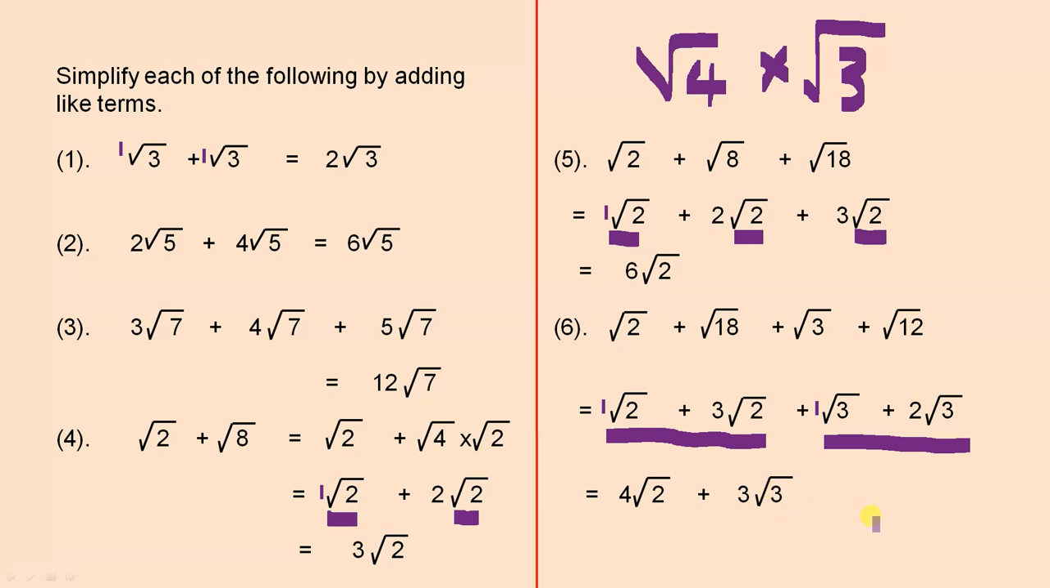So that's been a very interesting video, which has shown us how to simplify surds when they're being added together, and we must make sure that the numbers, as far as possible, under the square root sign are the same.